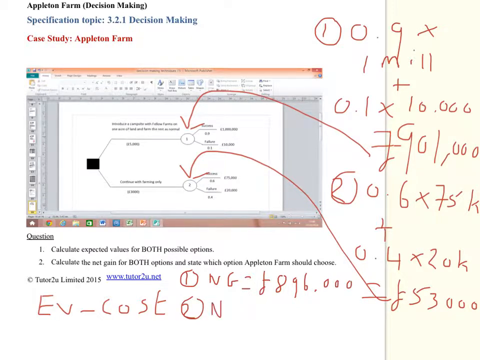And now we can do the net gain for the second option. So the net gain is again the expected value, which in this case is 53,000, minus the cost, which is given to you underneath the line, which is 3,000. So therefore it's simply 50,000.